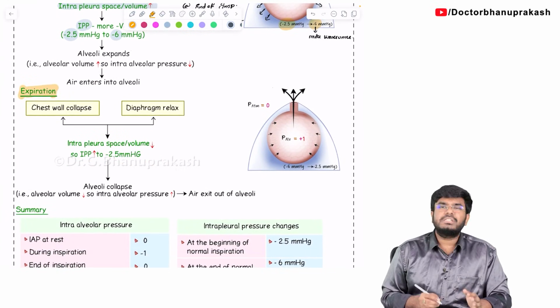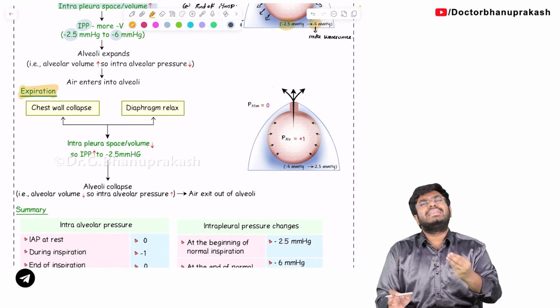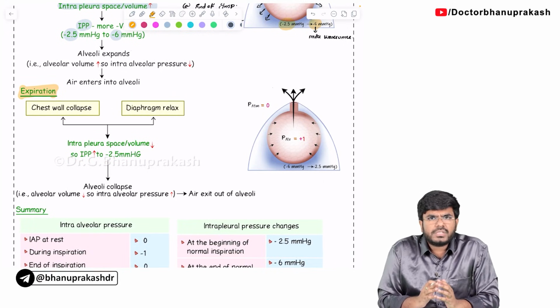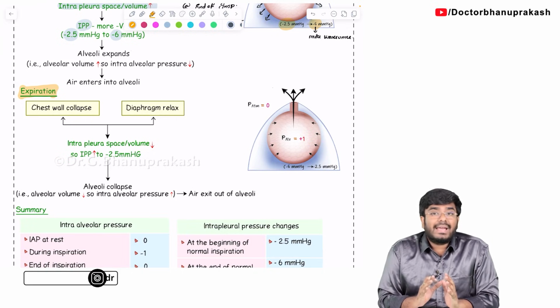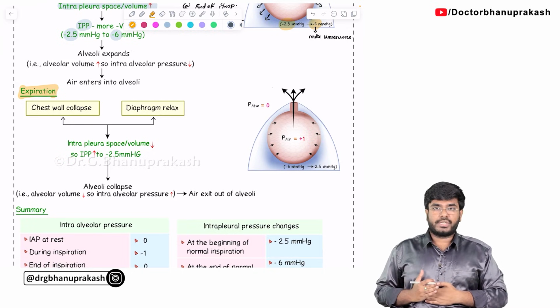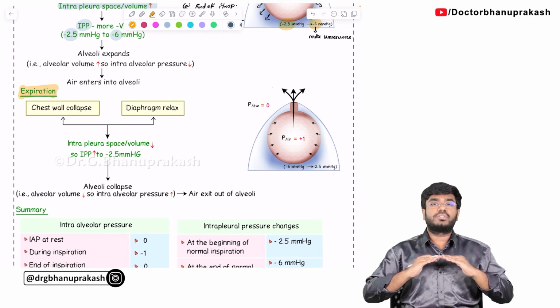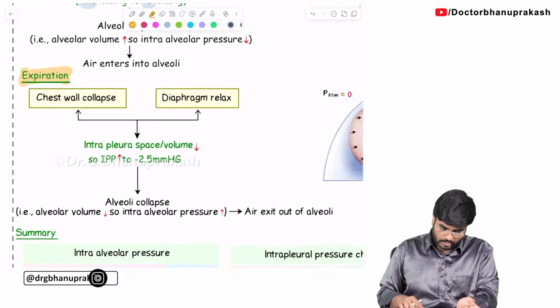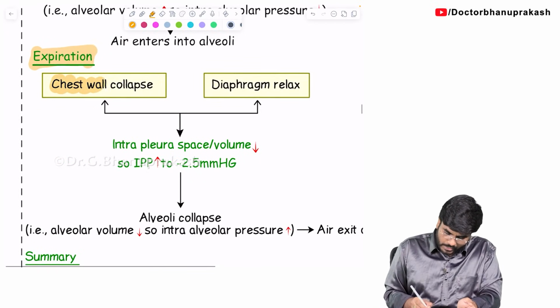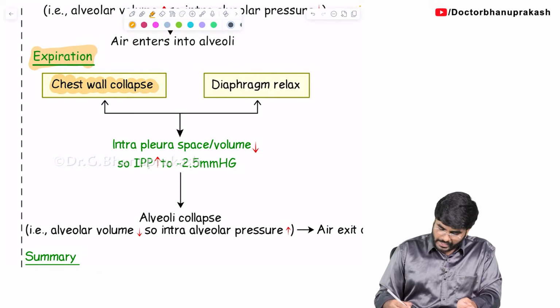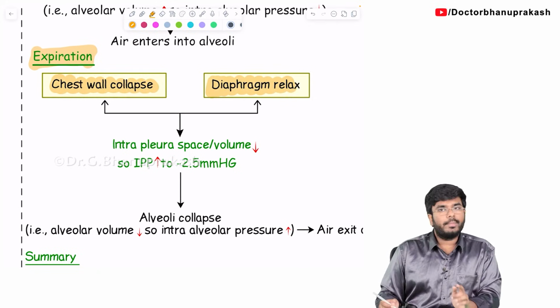Now what about expiration? Look carefully, guys. Expiration is very simple. If you understand inspiration, expiration is easy. Now during expiration, the muscles are relaxing. The chest wall is going back to its original position. The diaphragm is going back to its original position. Everything is getting reversed. So look here: the chest wall collapses, going back to original position, and the diaphragm is also relaxing, going back to original position.